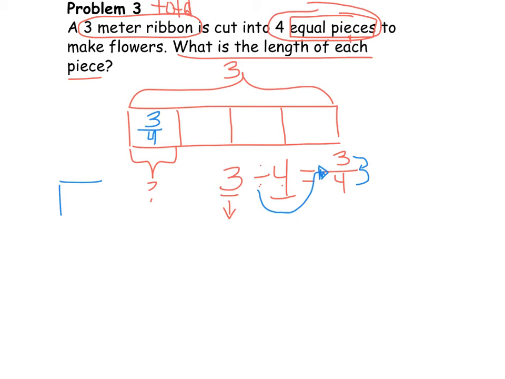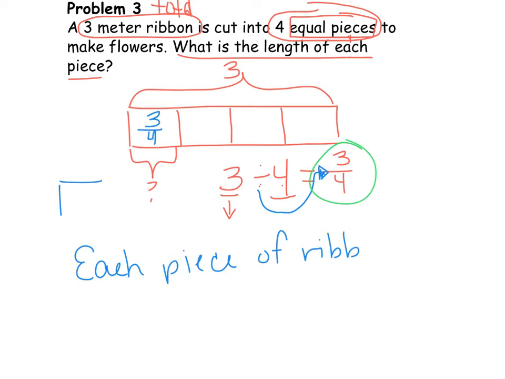So now let's write our answer statement. Well, first I'm going to circle my final answer. All right, so here's my answer statement. Each piece of ribbon is 3/4 of a meter. Make sure you circled your final answer, you filled in your tape diagram, and you wrote your answer statement.